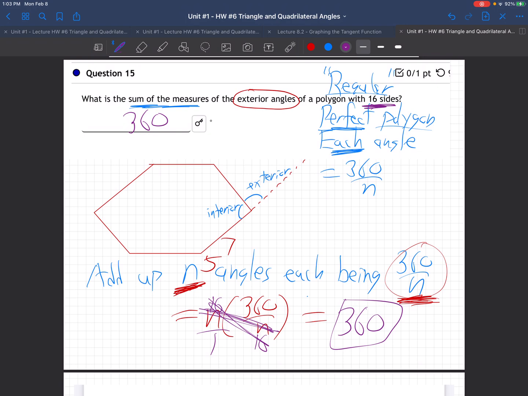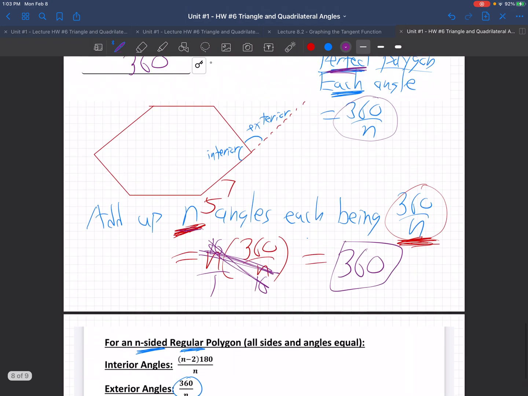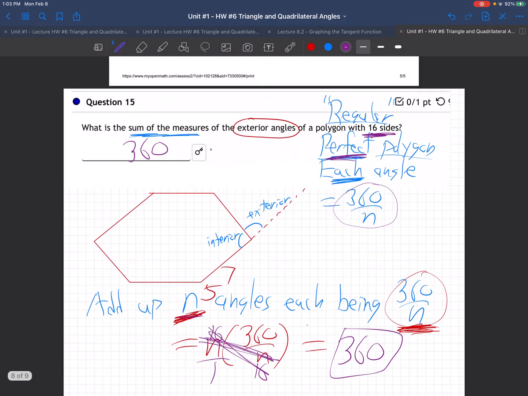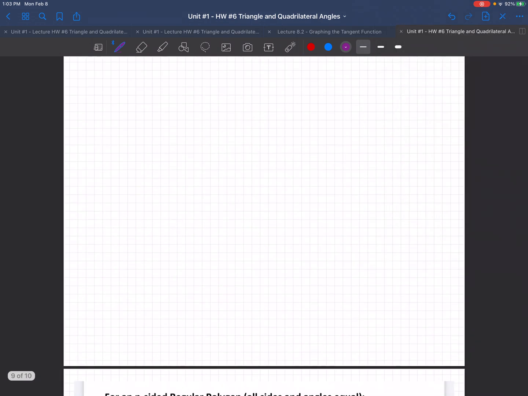Now you might say, yeah, Mr., but that's for a perfect polygon, a regular polygon. Each angle is 360 over n, so multiply by n. How would that work for any polygon? Well, yeah, that's a more tricky question. I could prove that if you're interested, really quick. It's going to be more advanced math, though.